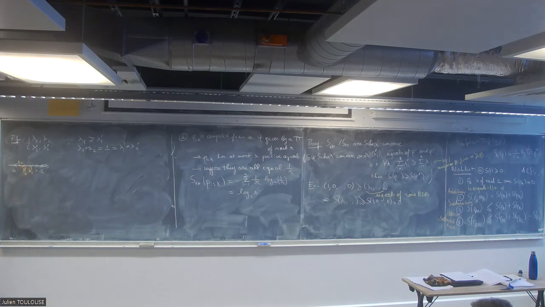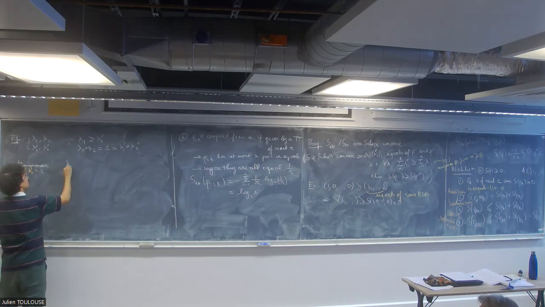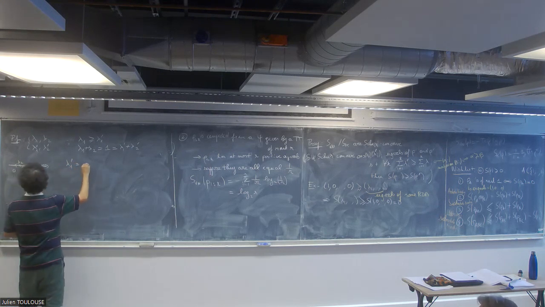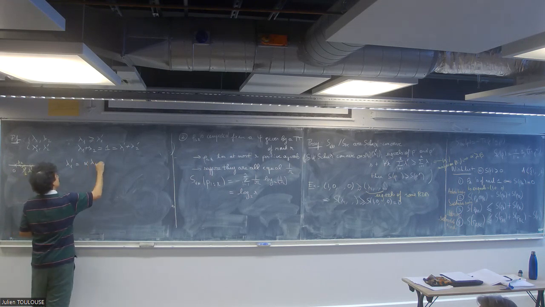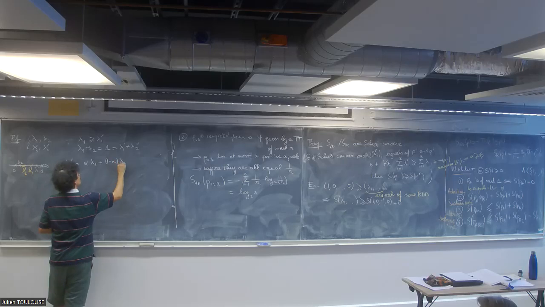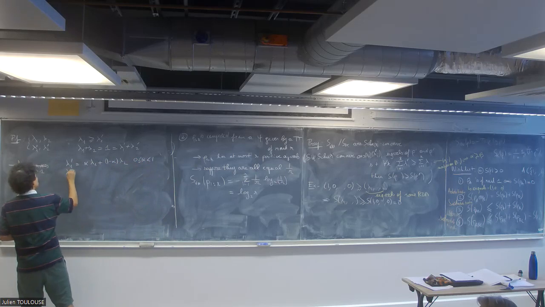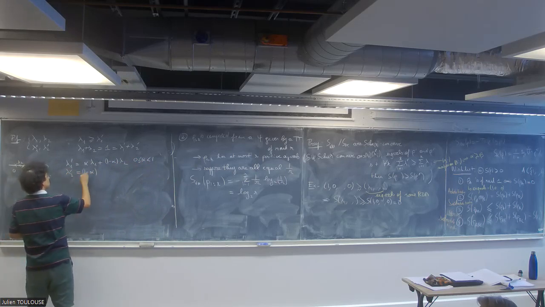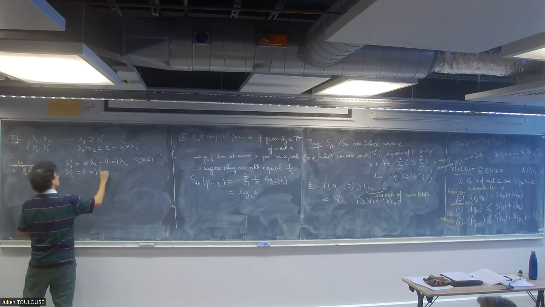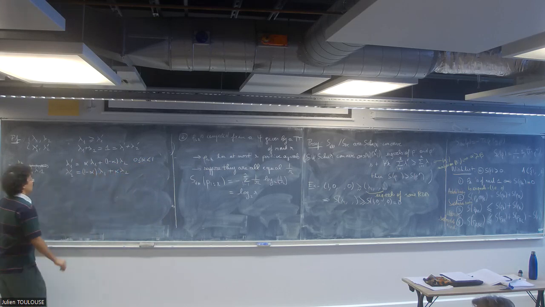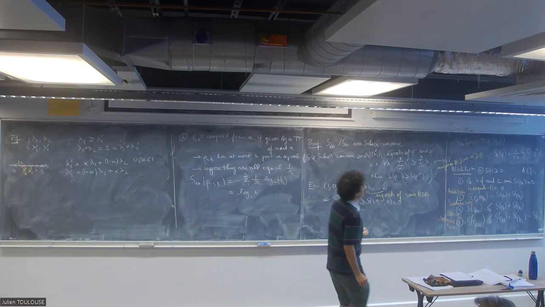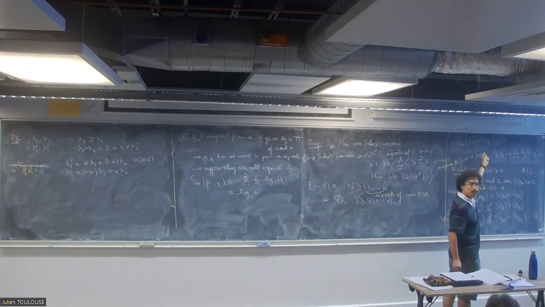The idea is to just see that you can write lambda 1 prime as a convex combination of lambda 1 and lambda 2. Let's write it alpha lambda 1 plus 1 minus alpha lambda 2, where alpha is between 0 and 1. Lambda 2 prime, you just switch the coefficients because of the equality. And then you just use the concavity of the functions here.